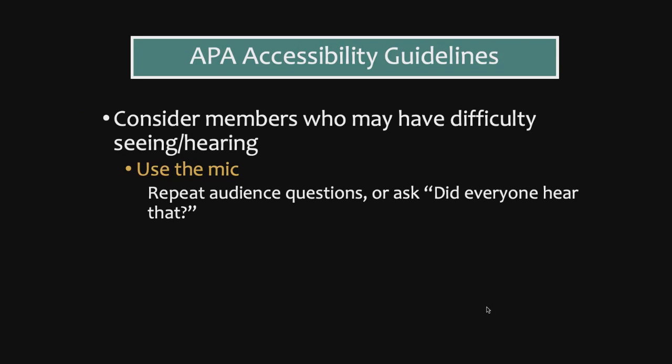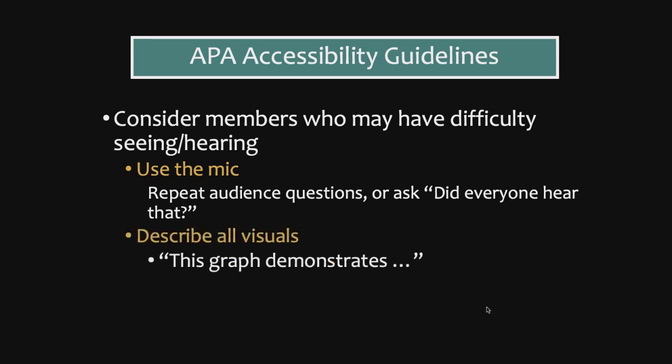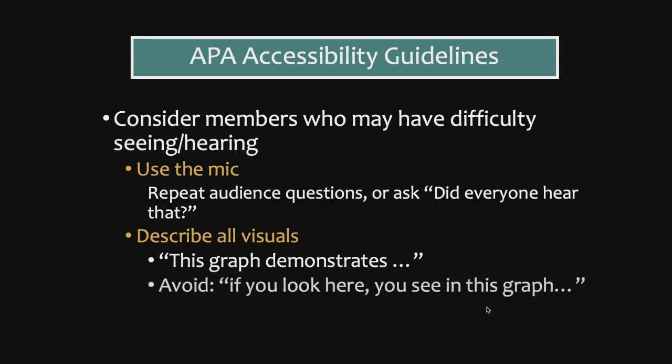So, if someone asks something and they kind of mumble it and you kind of grasp it, don't just start answering the question, because odds are that at least one person did not hear the question, probably more than one person. So you want to say, did everyone hear that? Or just restate the question. And all visuals as well. This kind of goes hand in hand with describing the graphs as well. So you want to say, this graph shows, and avoid just saying, if you look here, you can see on this graph that my hypothesis was correct.